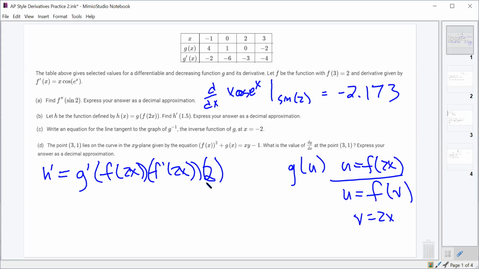Okay, so now we need to plug in 1.5. So we're now looking for the evaluation of this at x equals 1.5, which will be g prime of f of 3 times f prime of 3, all times 2.